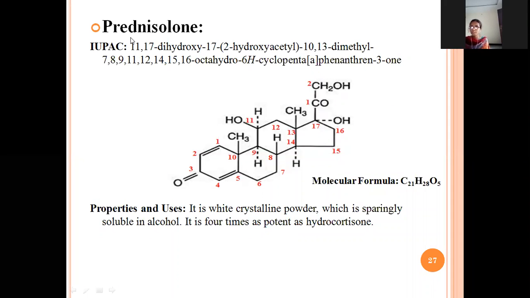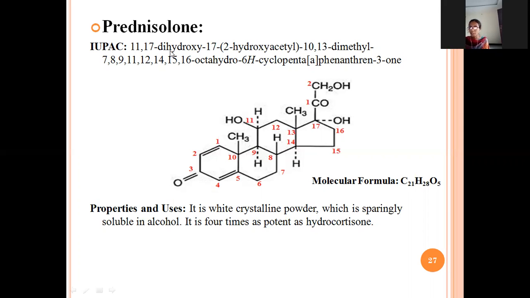Next one is Prednisolone. This is the structure and this is the IUPAC name, that is 11,17 dihydroxy 17 2-hydroxyacetyl 10,13 dimethyl 7 8 9 11 12 14 15 and 16 octahydrocyclopentane phenanthrene 3-one. I will repeat it again.